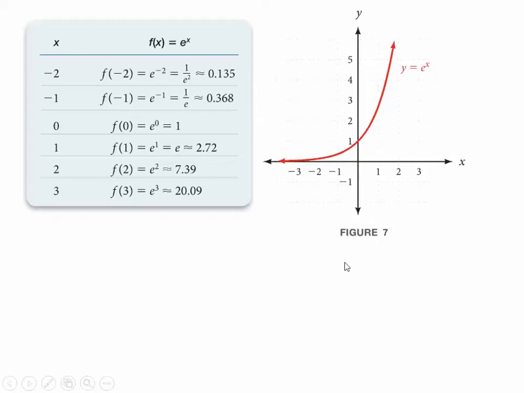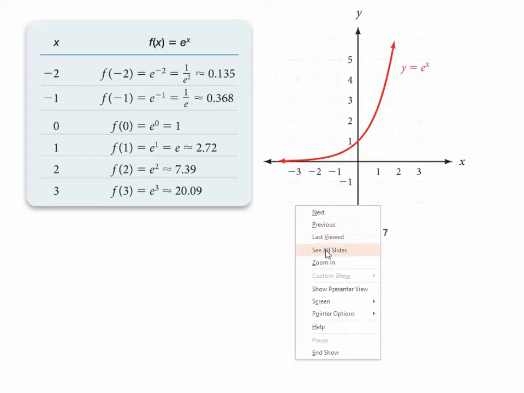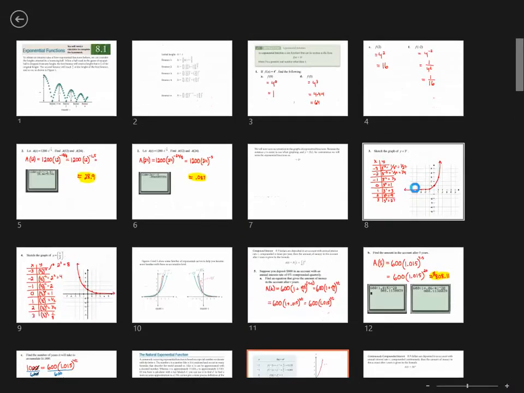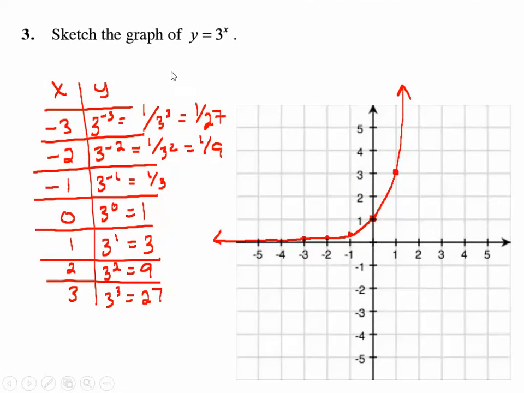We're good? Let's jump to another one here. Let's jump to the one that we did over here. On 3. Okay, yes or no? Does this pass a vertical line test? Yes. Is it a function? Yes. Does this pass a horizontal line test? Yes.